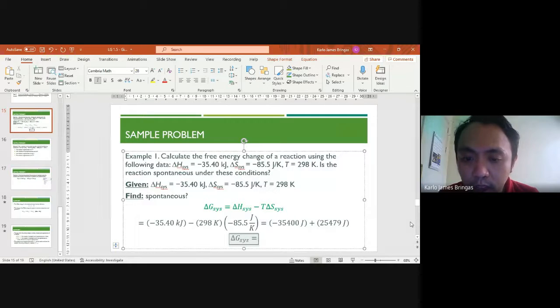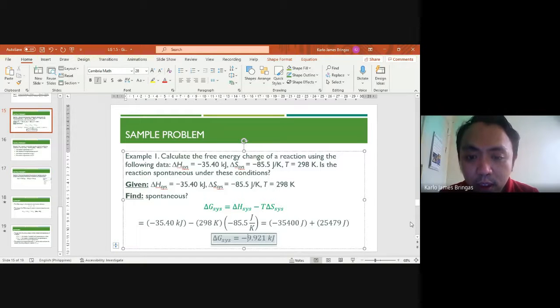So adding these together, my answer now is equal to negative 35,400 plus 25,479. That's equal to negative 9,921 joule. Or I can express my answer here in kilojoules instead. So pwede rin naman siya na maging negative 9.921 kilojoules. So either answer is accepted to be correct.